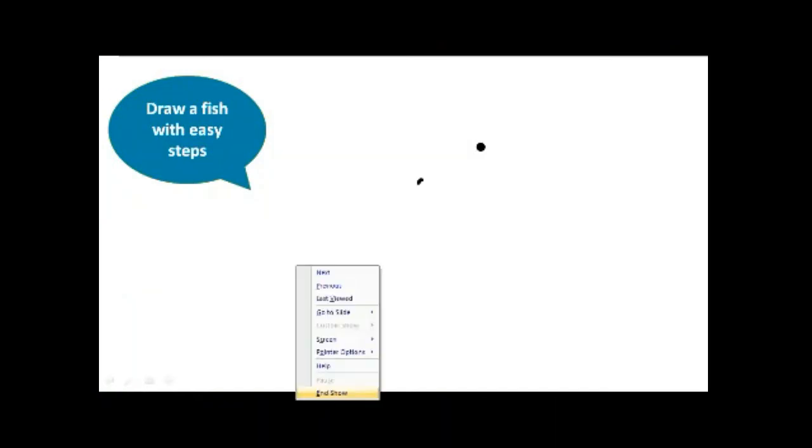Okay, beta. I have given you a home task. Draw a fish and draw a life cycle of a fish and label its parts.